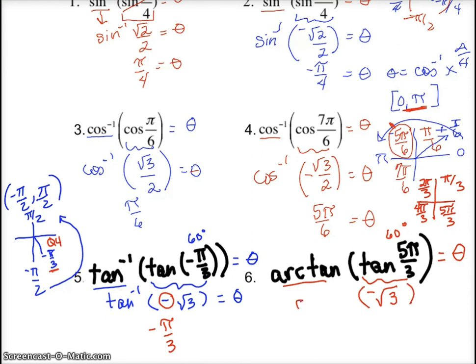And again, we're evaluating the arctan of negative root 3. Because this is an inverse function, we do have to consider our restricted interval. So from negative pi over 2 to pi over 2, we're in quadrant 4, because the function value is negative, and our solution is again negative pi over 3.